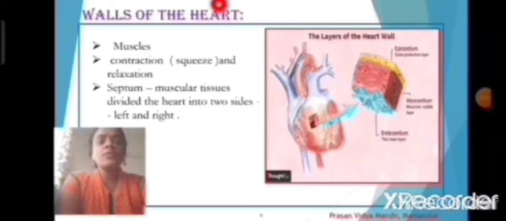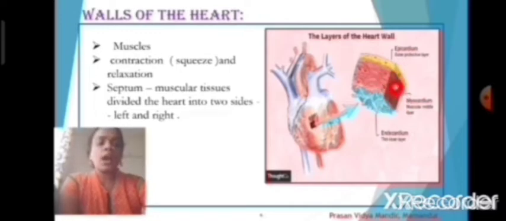So the walls of the heart are nothing but the muscles. So epicardium, myocardium and endocardium are the composition of the cardiac muscles. Epicardium is also called pericardium. It acts as a protective layer. It is a double layer membrane. So pericardial fluid is present in between the layers and it acts as a lubricant and prevents the friction caused when the heart is pumping.